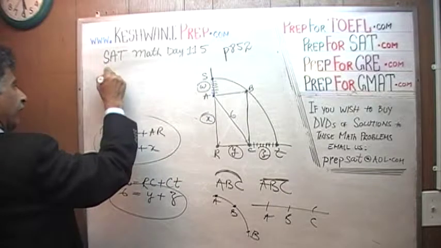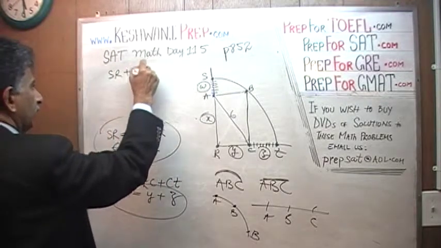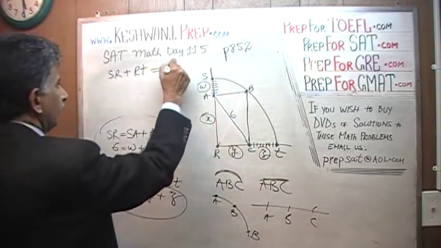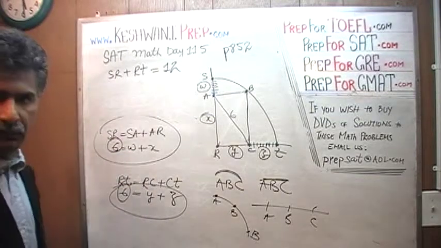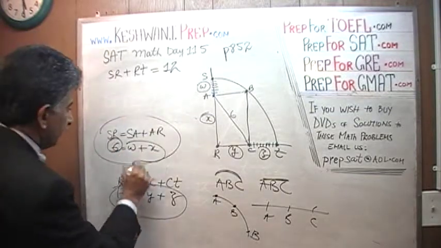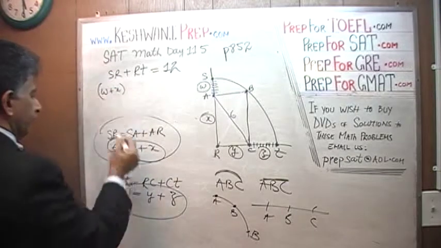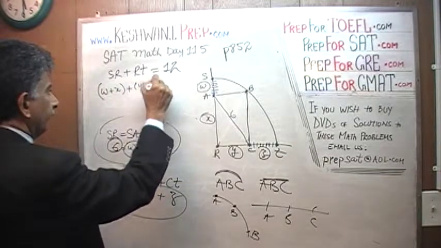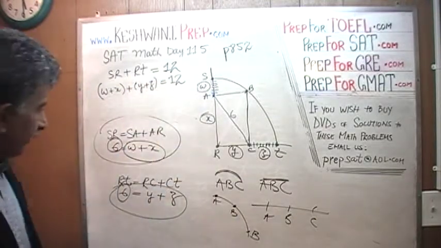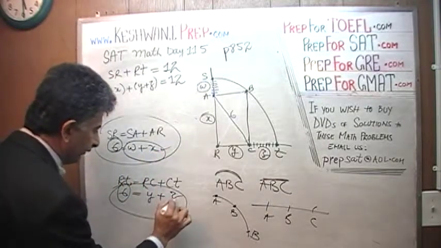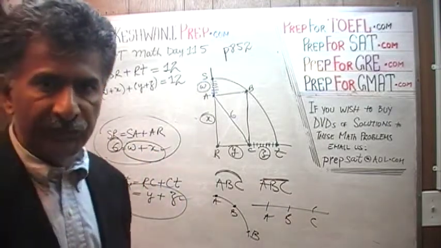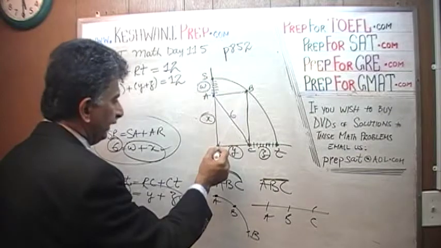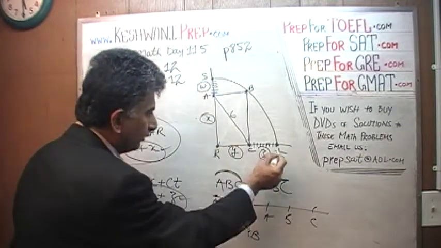Therefore, S to R plus R to T, in other words, this radius from S to R and R to T, equals 12, because this equals 6 and that equals 6. S to R we know is W plus X. R to T we know is Y plus Z, and that equals 12. So far we have made use of these 2 equations. We have made use of 2 equations, the 2 radii: the radius S to R, which is 6, and R to T, which is 6.